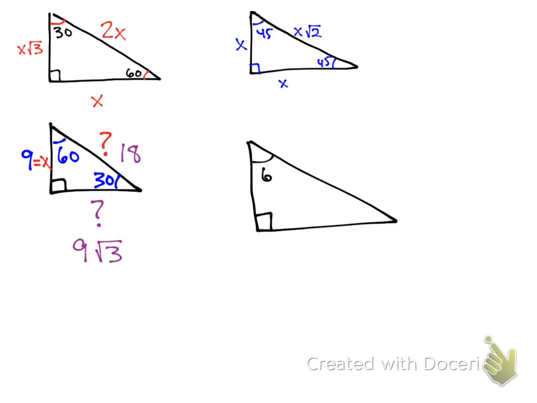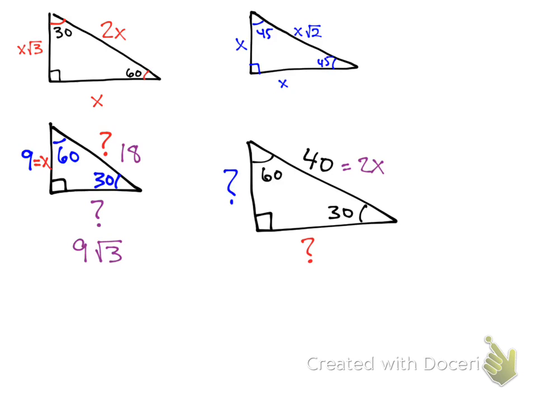Alright, so one more. Say we have a 30, 60, 90 triangle again. This time we have the hypotenuse. The hypotenuse given to us is 40. What we're going to do is set it equal to what the hypotenuse of the 30, 60, 90 triangle is, which is 2x. So 40 equals 2x.